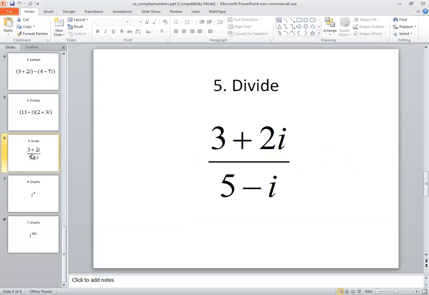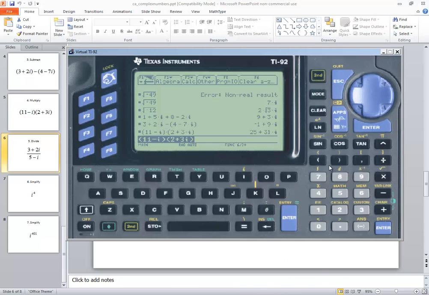Now our division. 3 plus 2i over 5 minus i. Pretty much, unless your calculator puts it in fraction form for you, the key is to put parentheses around the top, parentheses around the bottom. Other than that, you type it as you see it. So I do a beginning parentheses, 3 plus 2i, closing parentheses divided by beginning parentheses 5 minus i. And then press enter. Now we get 1/2 plus 1/2 i. And if yours doesn't display that, you get a 0.5 plus 0.5 i.